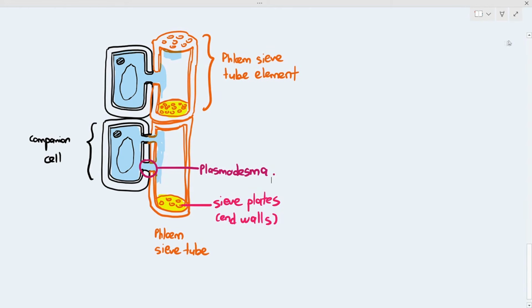So long story short, the phloem tissue is made out of two types of cells, the companion cell and the phloem sieve tube element, and the companion cells and the phloem sieve tube elements are joined together through the plasmodesma. That's the first thing we have to describe when we are talking about the structure of the phloem.